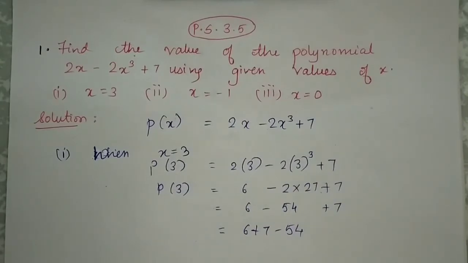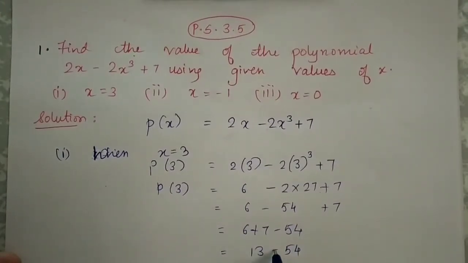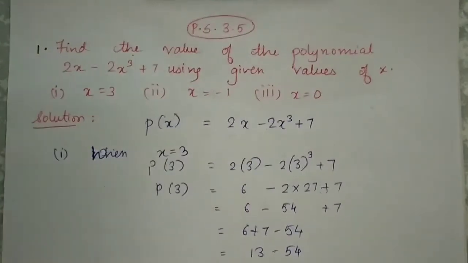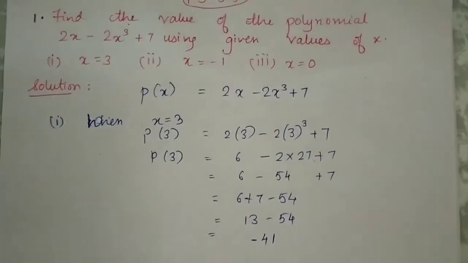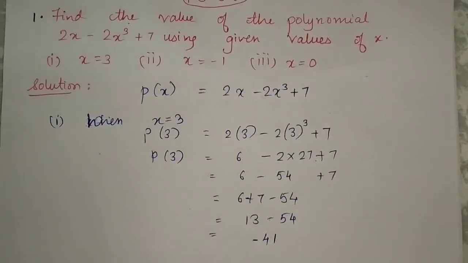Okay, so when you do this, what do you get? 6 plus 7 will be 13 minus 54. Now when you subtract 13 from 54, what will you get? 41. But the sign of the bigger number, so minus 41. So this is your p of 3.